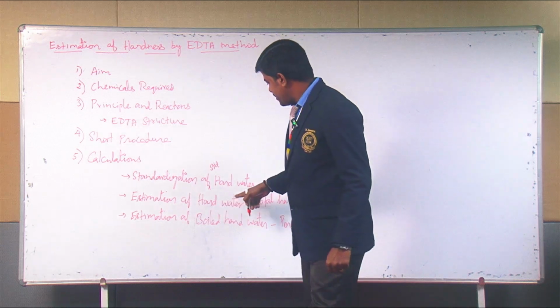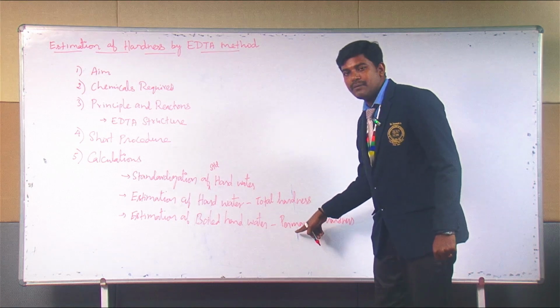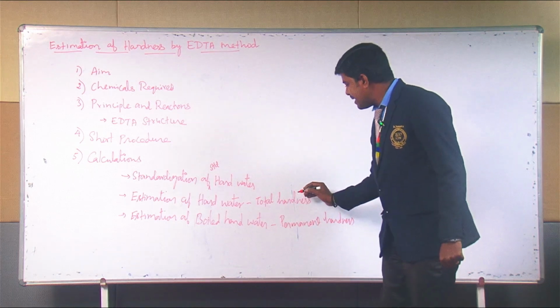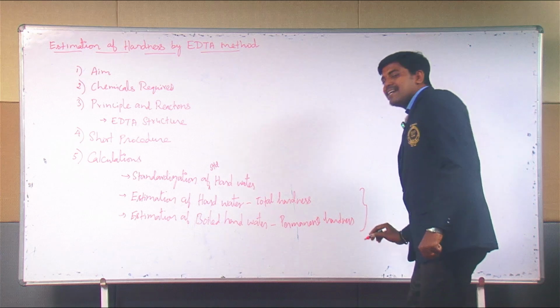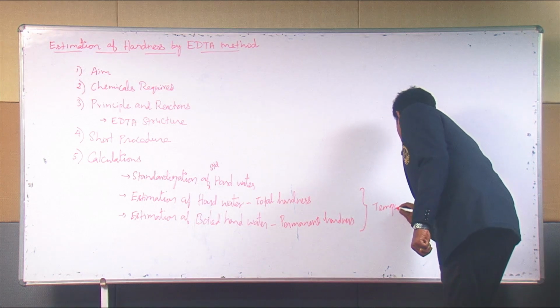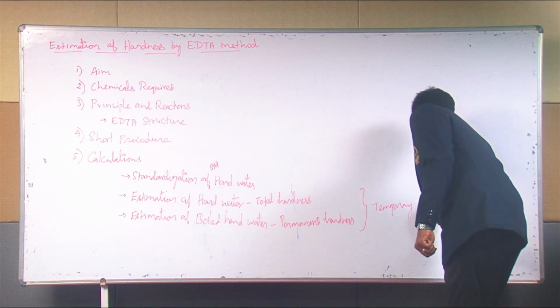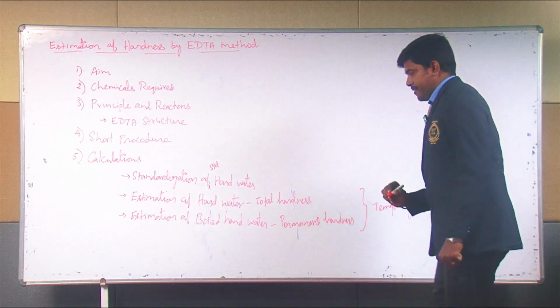Here we have determined the total hardness, then we have determined the permanent hardness. By comparing the total and permanent, we can get the temporary hardness. So these things we are going to discuss elaborately.